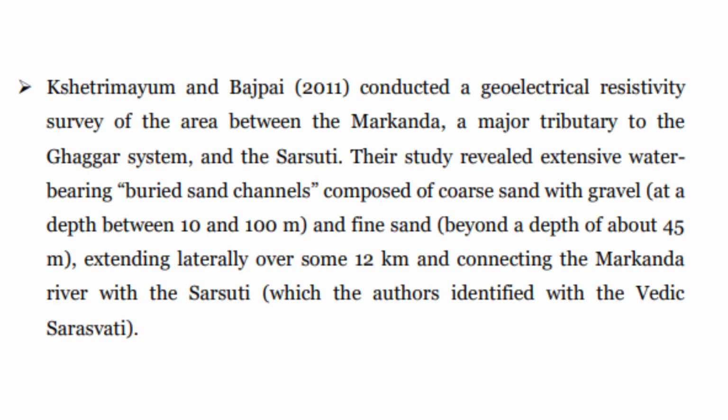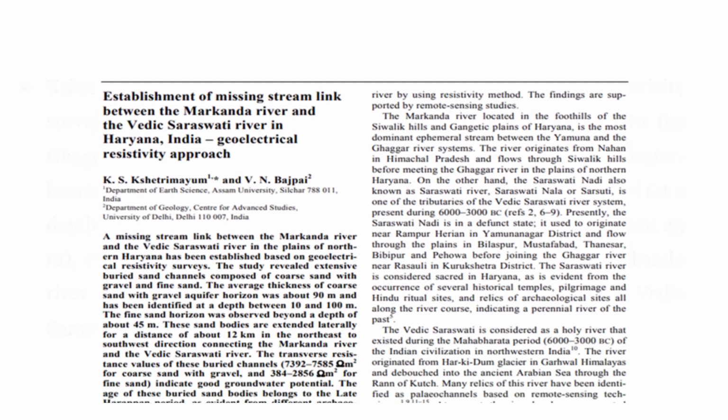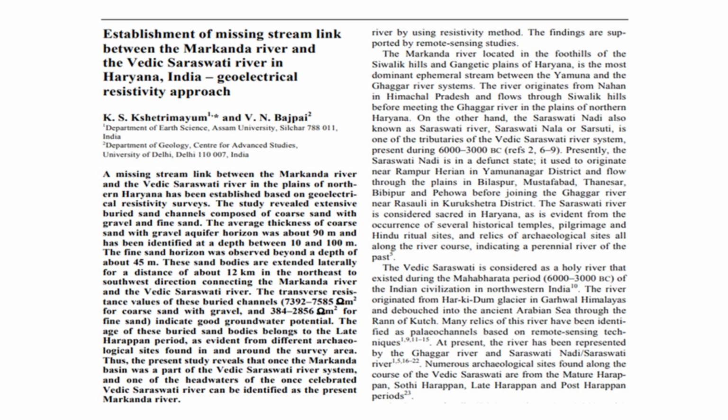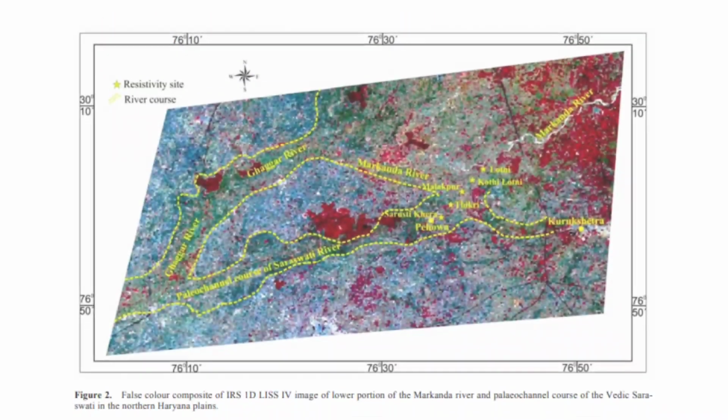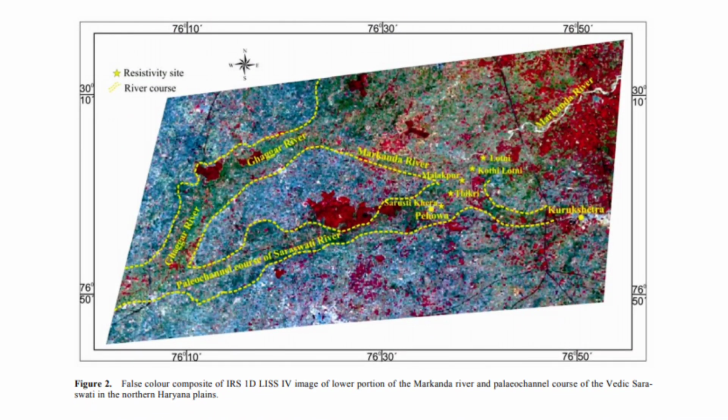Another study by Kshetrimayam and Bajpayee in 2011 conducted a geoelectrical resistivity survey of the area between the river Markandeya, a major tributary of the Ghaggar River, and the current river Saraswati. There is a small river flowing in northwest India called Saraswati.